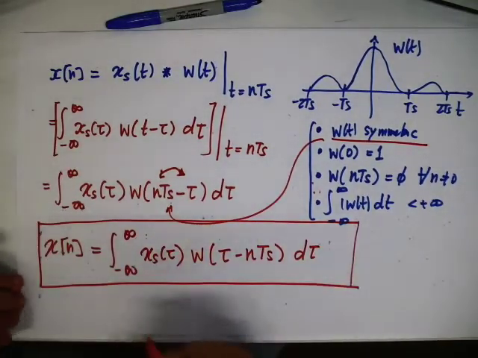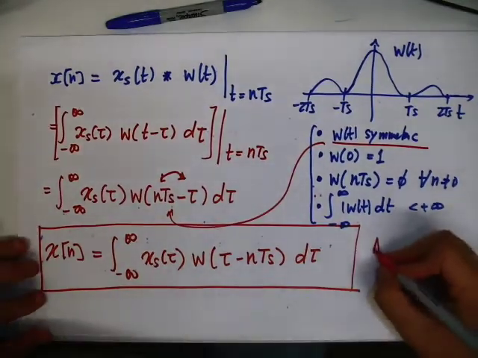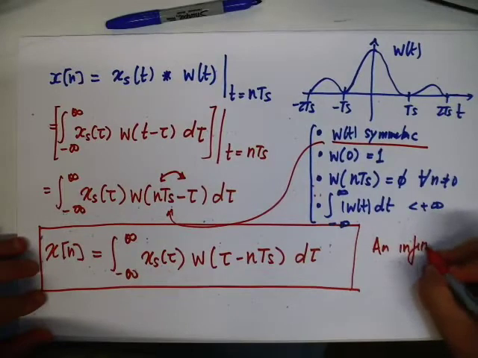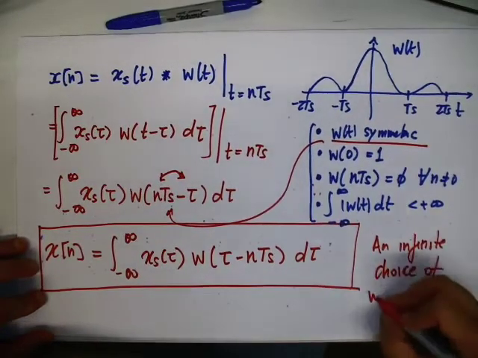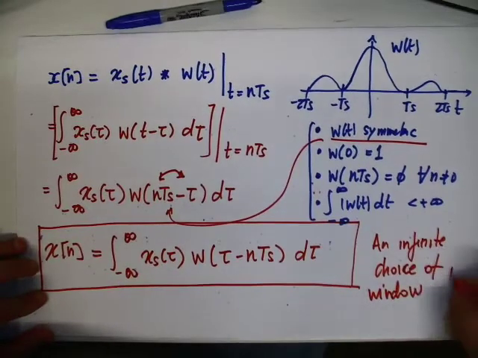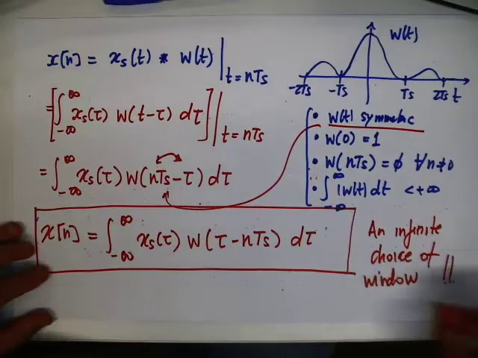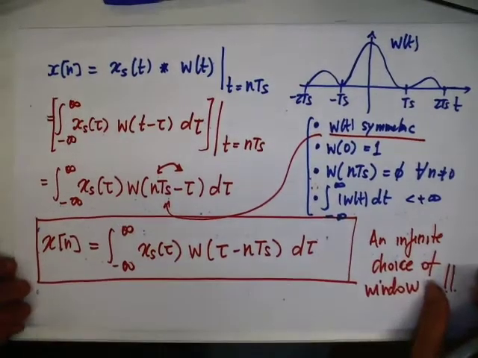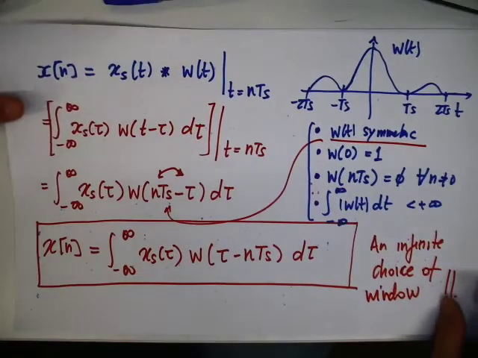Okay? And this automatically will give me the discrete signal, and I have an infinite choice of windows which will recover the discrete signal. Let's pick up 2 examples of this, and let's see which one is more convenient.